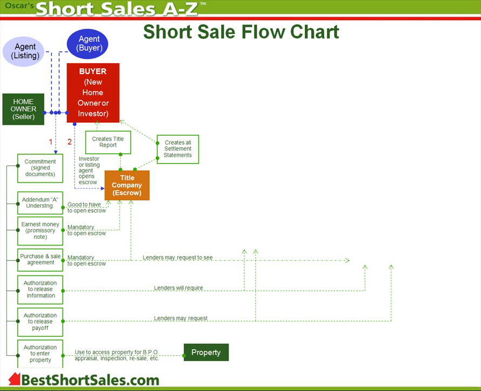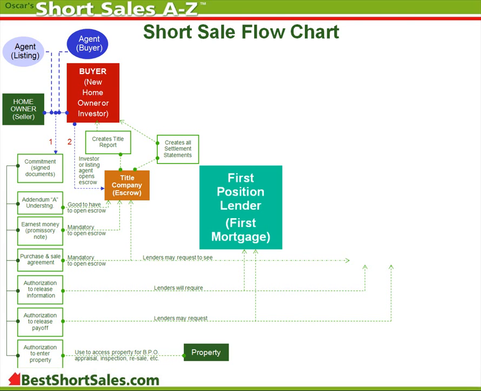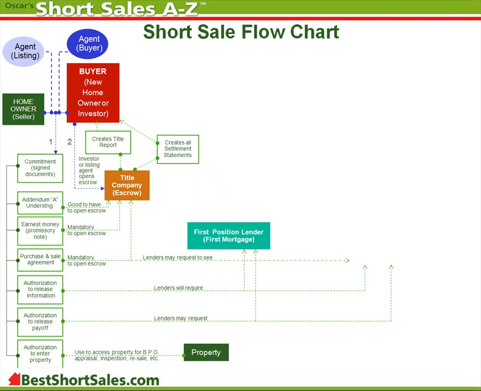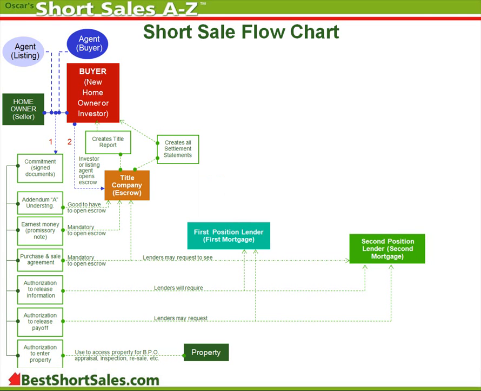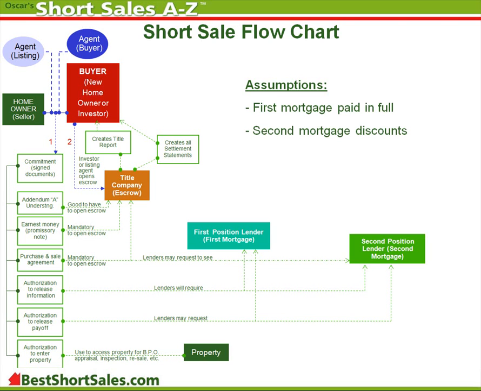For the purpose of this online class, we will assume that in this transaction there are two loans secured by the property. There is a lender secured in first position. We will call this lender the first mortgage. There is a lender secured in second position. We will call this lender the second mortgage. For teaching purposes, we will also assume the following for this transaction. There is enough to pay the first mortgage in full, and only the second mortgage will have to discount. There are no other junior liens.